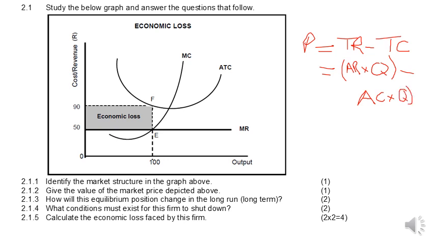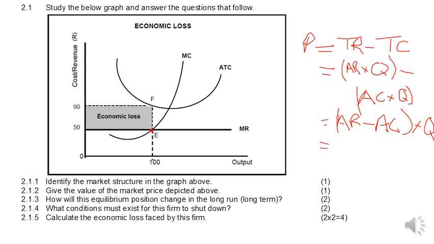We can simplify this equation and just say average revenue minus average cost, times quantity. So now what we have to do is look at the graph and figure out those amounts. So here's equilibrium, point E, where marginal cost equals marginal revenue.